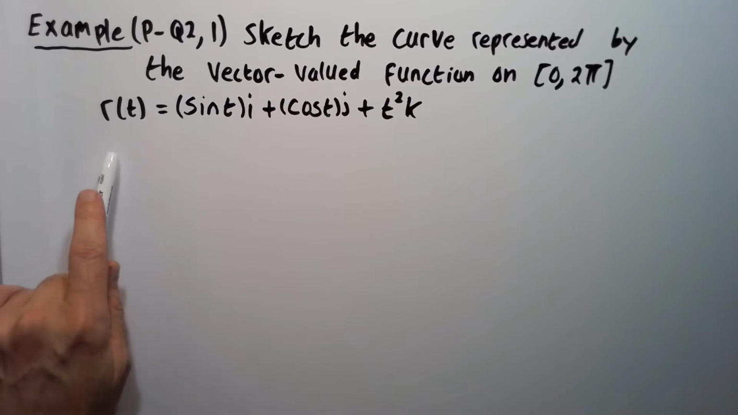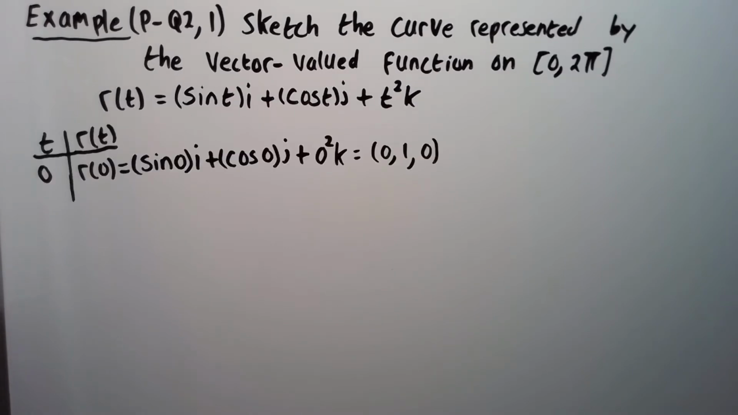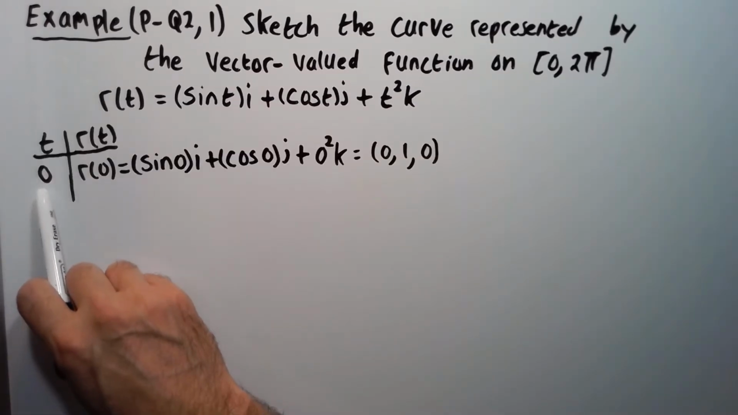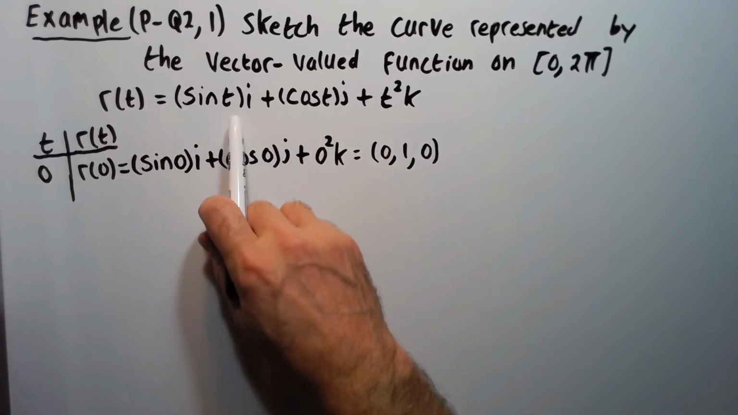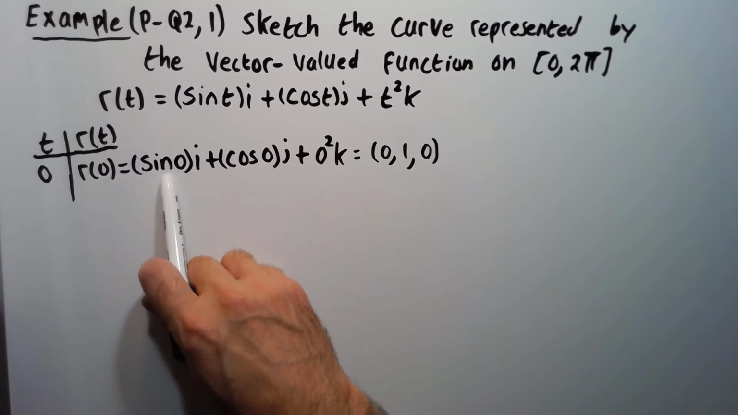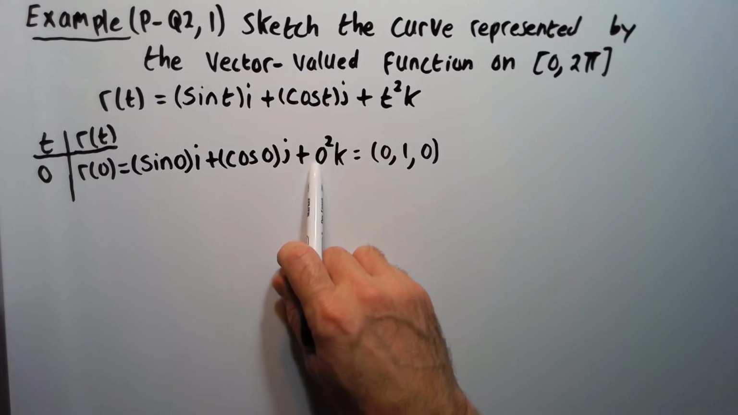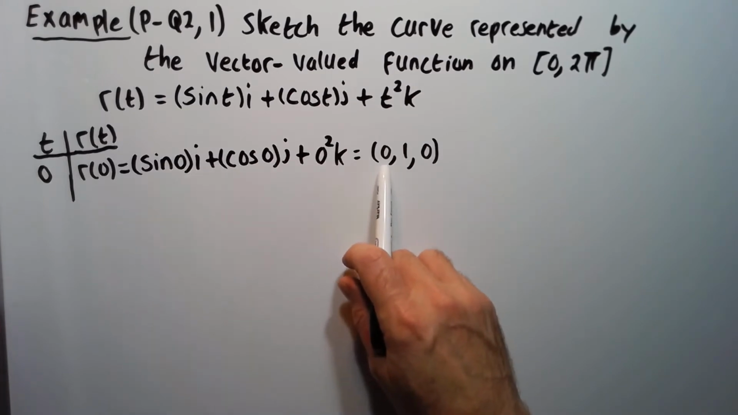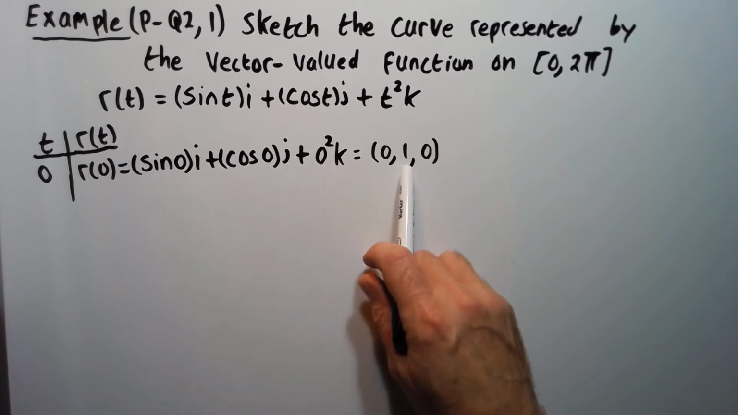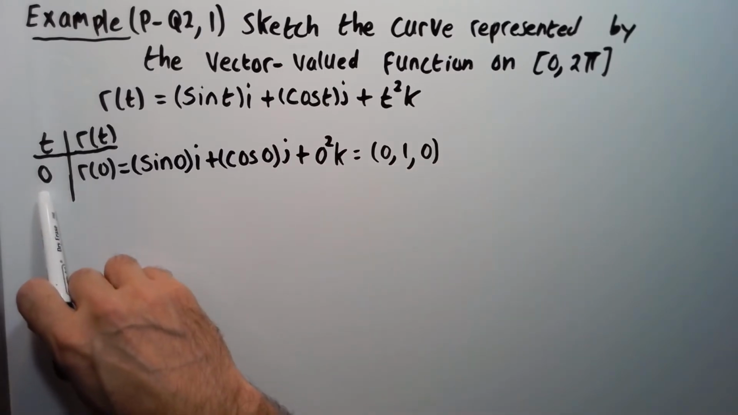So let's do a table of values here. Let me write my table. Okay, so I'm going to let t be 0. So let t be 0 in my vector valued function up here. It'd be r of 0, which would be sine of 0 i plus cosine of 0 j plus 0 squared k. So the sine of 0 is 0, cosine of 0 is 1, and this would be 0. So our point would be 0, 1, 0 for t equals 0.